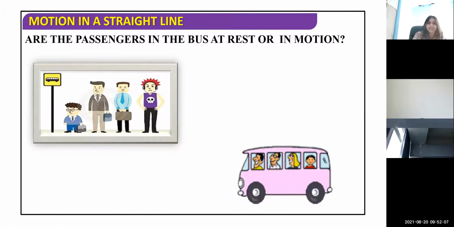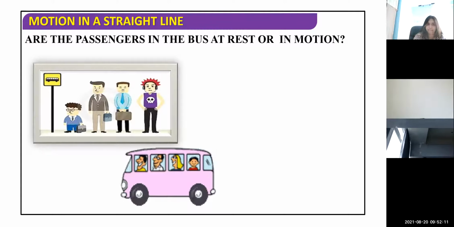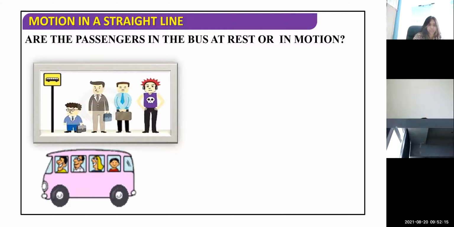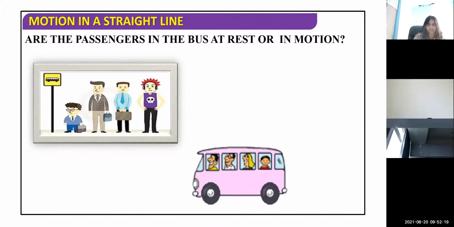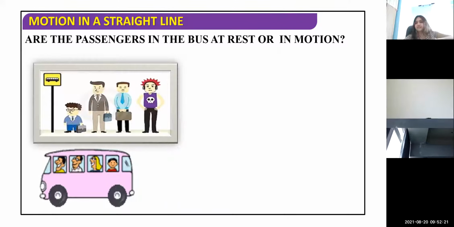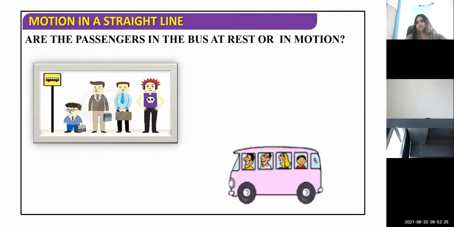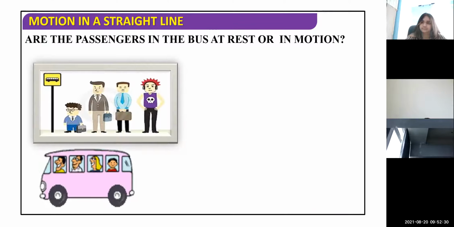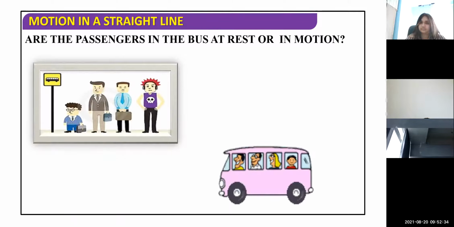Now listen carefully. What's happening here? Someone has said that they are at rest. If you say they are at rest, your answer is partly correct or partly wrong. Your statement is not complete. Your answer is not complete. If I say that passengers are at rest with respect to their fellow passengers, with respect to.